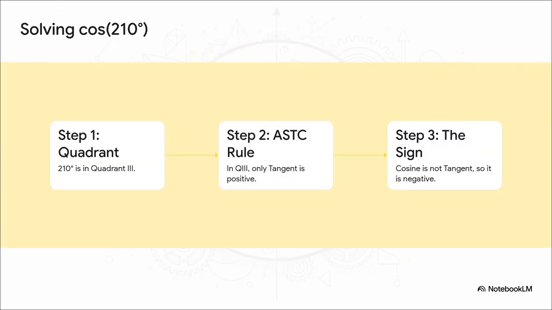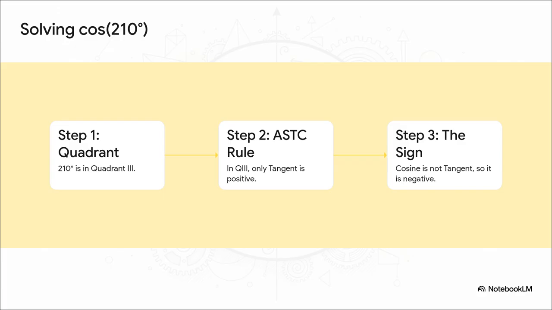Here's the simple three-step process. First, find the quadrant. Okay, 210 degrees. That's between 180 and 270, so it lands squarely in quadrant 3. Second, apply our rule. All students take calculus. The T tells us that only tangent is positive here.